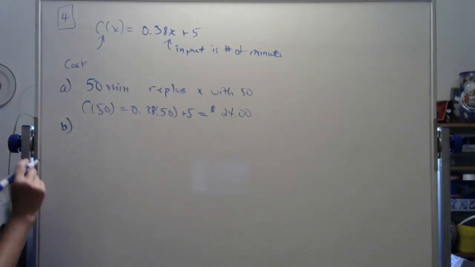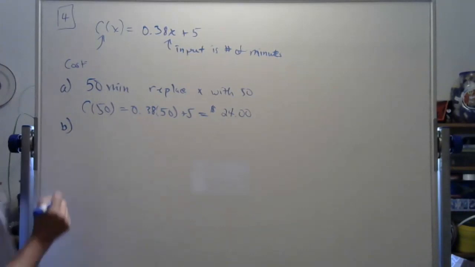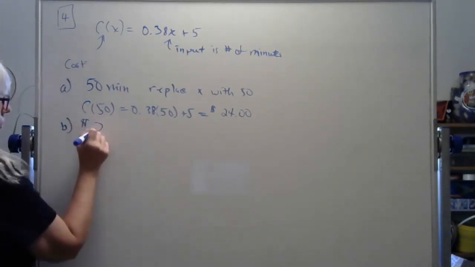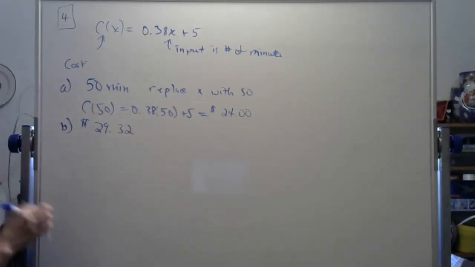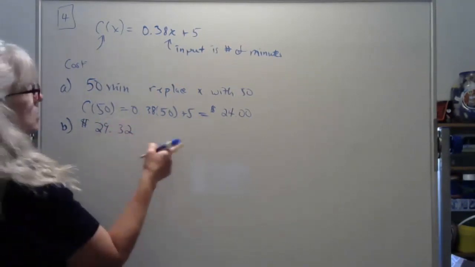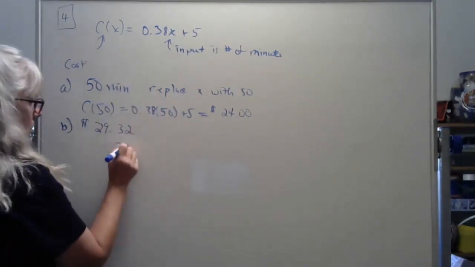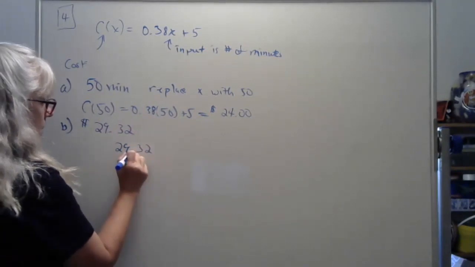Part B on that one says, suppose your monthly bill is $29.32. How many minutes did you use the phone? So this time, what are we going to do with that $29.32? Set it equal to and solve. Beautiful. So it's the c of x, or we're setting the function equal to it. 2 different ways to say the same thing.